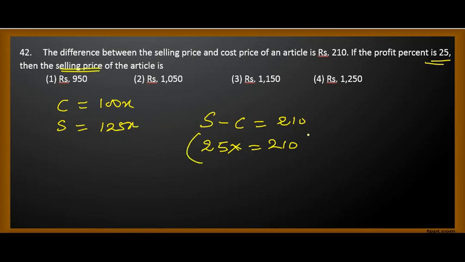Simply multiply with 5 on both sides. So we get 125x is equivalent to 1050. So selling price is equal to 1050. So the answer is option 2.